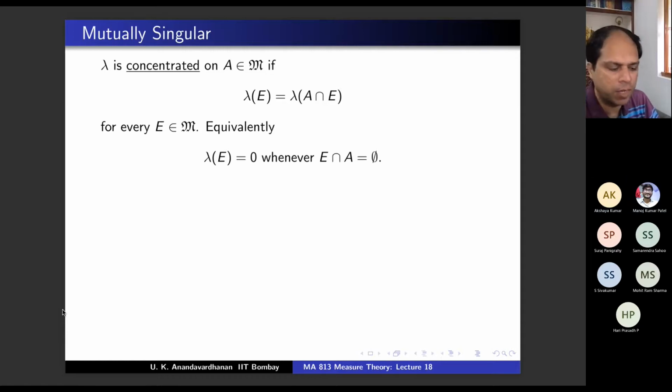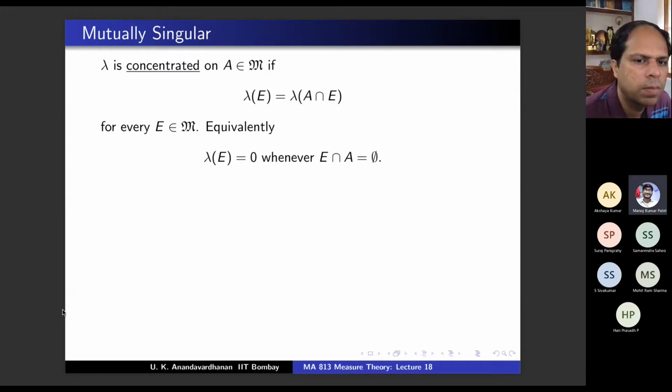Intersection A is of course empty. Right? E intersection A complement intersection A is empty because A complement intersection A is empty. Therefore, lambda on E intersection A complement is zero. That's what you had to show. Clear, no? Yes, sir. So this is equivalent.